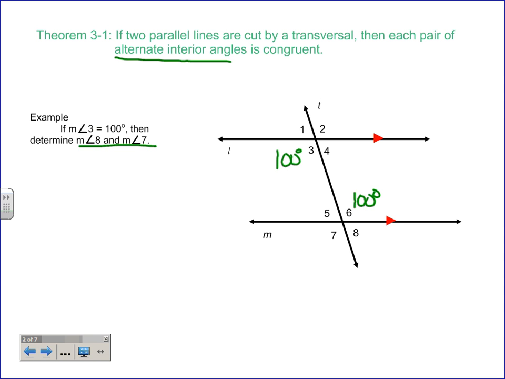Very good. 6 and 7 are vertical. You see what I mean? How you have to remember all those things from before? So angle 7 is also 100. And then 8 is a linear pair with 7 or with 6, correct? So it's got to be 80. You see how you could go that way or the other way? Doesn't matter. So make sure you read that one.